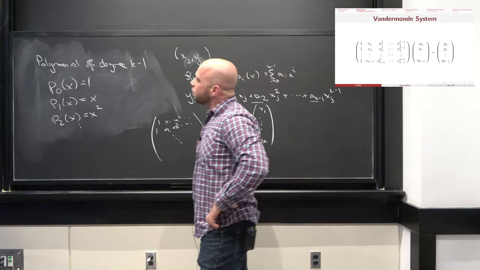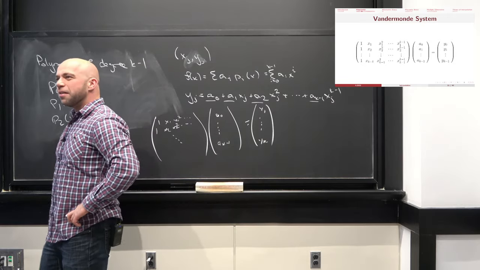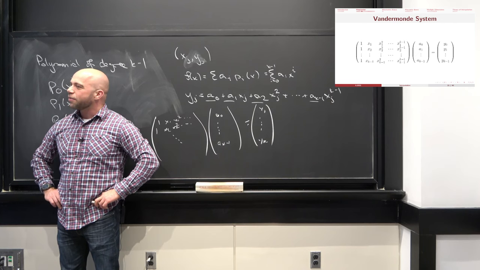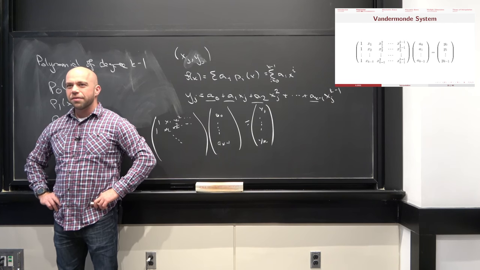So that's sort of the issue with the monomial basis, right? It's a reasonable basis for algebra. It's very good if you're doing ring theory. Not so great if you're doing numerical stuff.